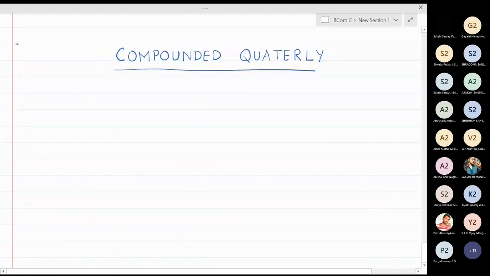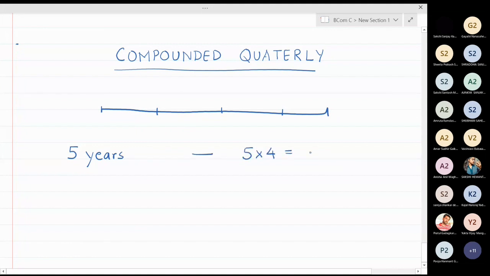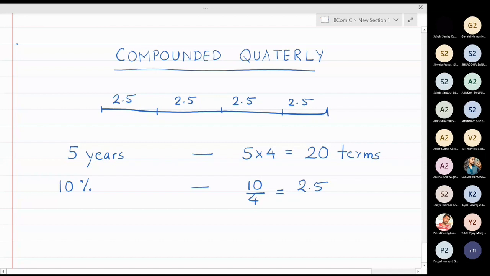Okay, so now we are going to see problems based on compound interest, where the compound interest is taken quarterly. So the complete 1 year will be now divided into 4 parts, so the number of terms will become 4 times. If we are working for 5 years, you will get 20 quarters. So the number of terms will be 20, and the rate of interest will get divided into 4 parts. Suppose the rate of interest for the complete year is 10%, then the rate I will use is 10 upon 4, which is equal to 2.5. So 2.5% in the first quarter, 2.5% in the second, third and fourth quarter, and so on. This will cover my 10% of the complete year.